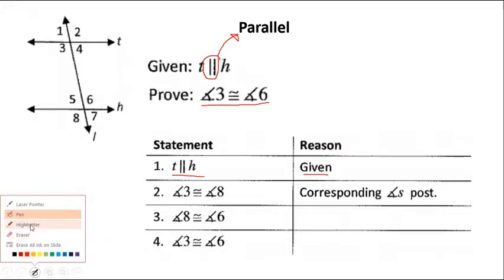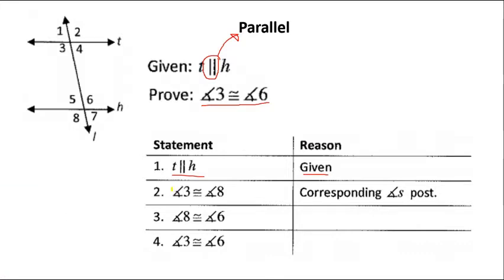Okay, next thing we look at is they tell you that angle 3 is congruent to angle 8. So if you look up here, angle 3 and 8 are congruent, and the reason they're congruent is because they're corresponding angles.